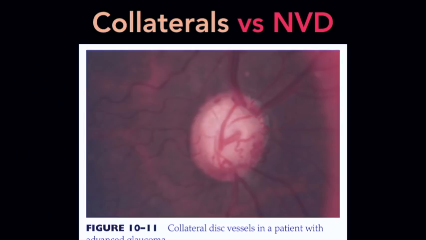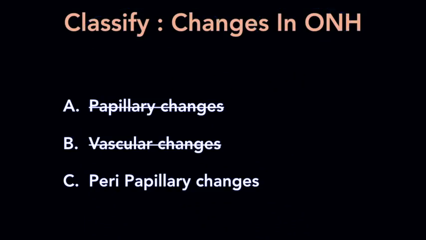Because of the chronic disease in glaucoma, there is always a chance for formation of collaterals, and we should always distinguish these collaterals from neovascularization of the disc, especially in advanced neovascular glaucoma. With the help of fundus fluorescein angiography, they have to be distinguished. But always note, formation of collaterals is another important finding as well. So far, we have discussed the papillary changes and the vascular changes, and now we'll discuss the changes which happen surrounding the disc.